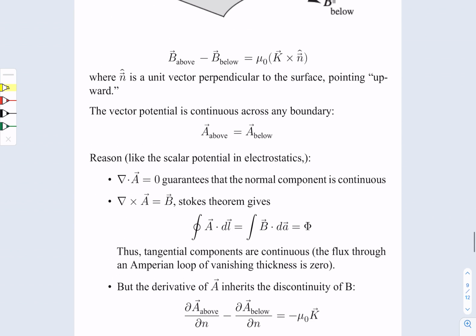However, if you do the math correctly, you will see that because del cross A equals B, and B is discontinuous in the parallel direction, the del cross A must also be discontinuous in the parallel direction. It translates to the normal derivative of this A field being discontinuous in the direction of this current.